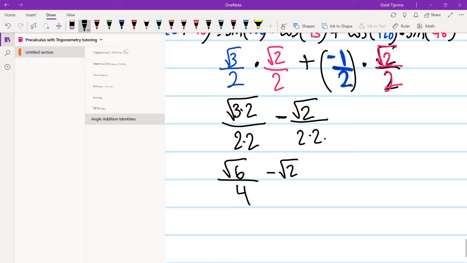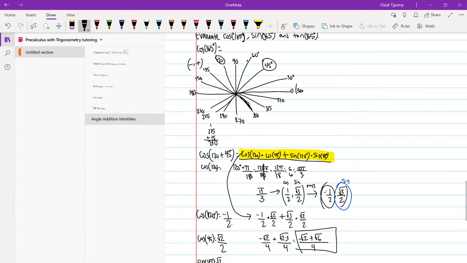Okay, and then we're going to do, and these two are the same thing right here. They're the same thing, surprisingly.